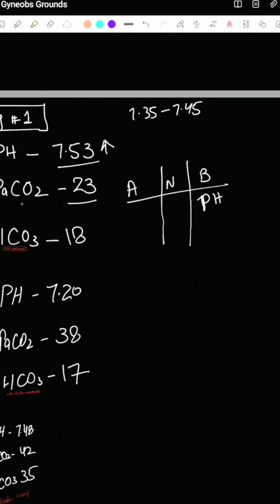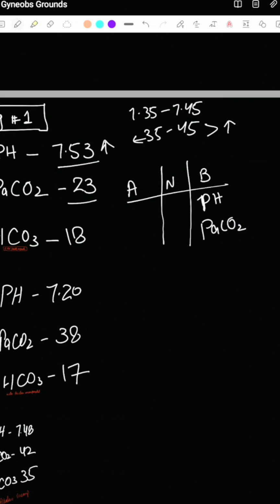Now the PaCO2, and the normal value is from 35 to 45. We know that more than 45 means that it is more acidic, and less than that means that it is basic. So PaCO2 is 23, so it will again come under the grid of the base.